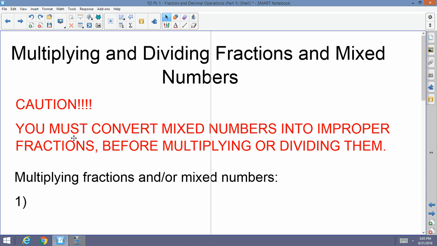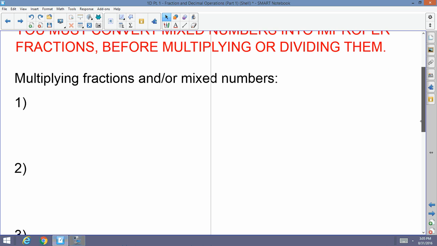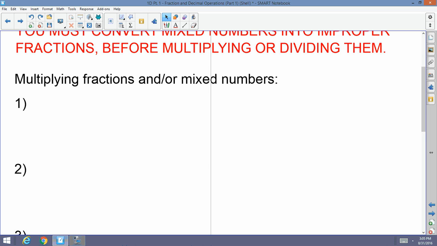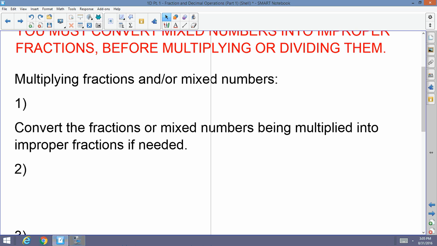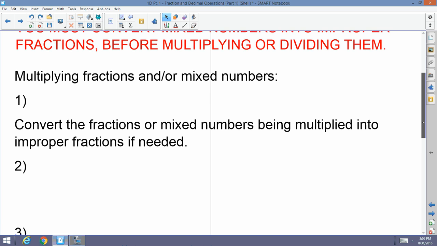Okay, so for multiplying fractions and or mixed numbers, in my opinion, it's way easier than adding or subtracting. You do not have to find a common denominator. In fact, all you have to do is, first of all, convert the fractions or mixed numbers being multiplied into improper fractions if needed, okay? If needed. If you have a mixed number, you have to convert it into an improper fraction. If you just have fractions, you don't have to worry about that, okay? You got to convert them into improper fractions first.